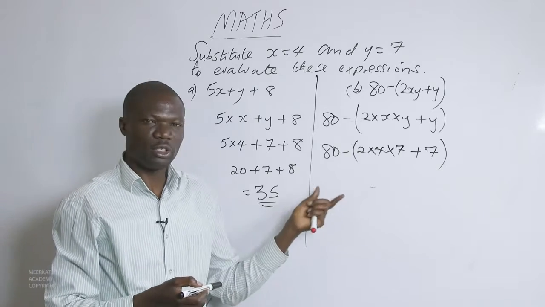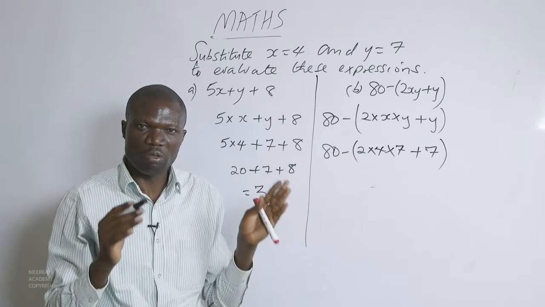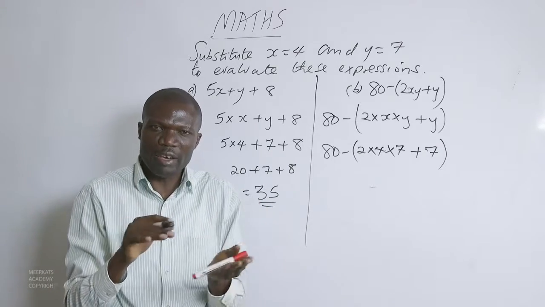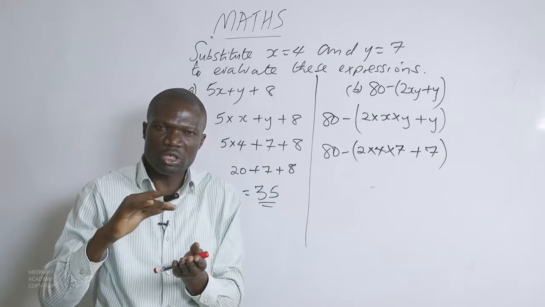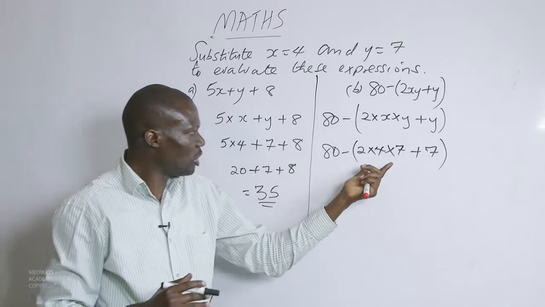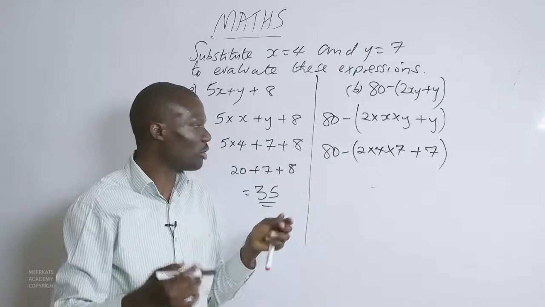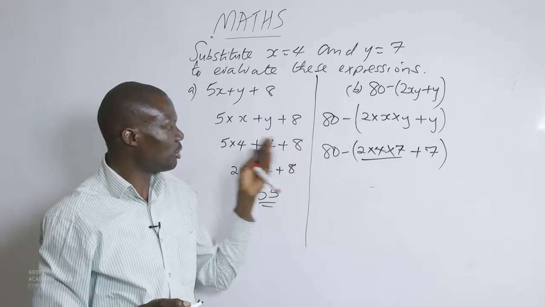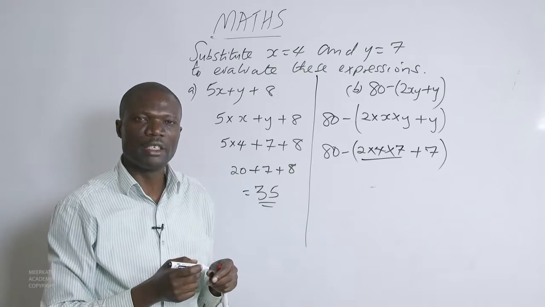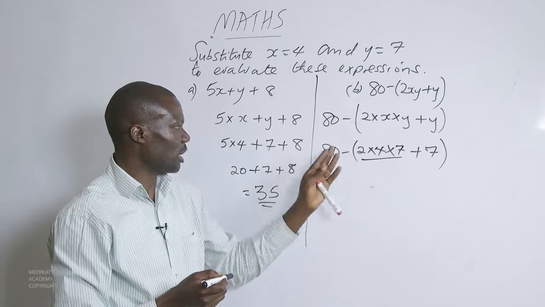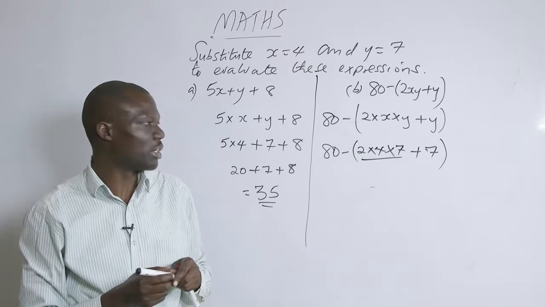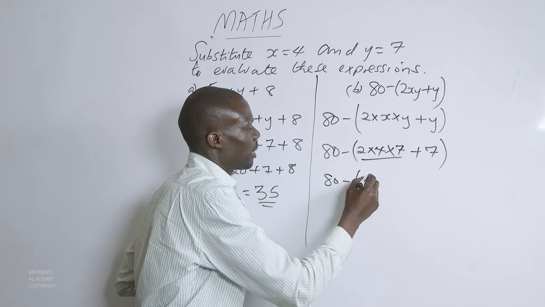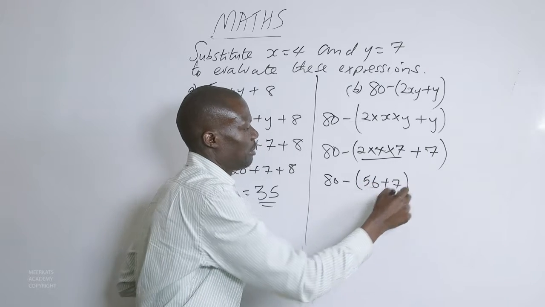Now here, as we said earlier on, the order of operations must be followed, so we need to resolve what is inside the bracket. But even inside the bracket, we look at the order of division, multiplication, addition and subtraction. So we deal with multiplication first, from the left, and then move on. So we first resolve the first part inside the bracket, which is 2 times 4 times 7. When you multiply 2 times 4 times 7, you get 56. So this will be 80 minus, inside the bracket, 56 plus 7.